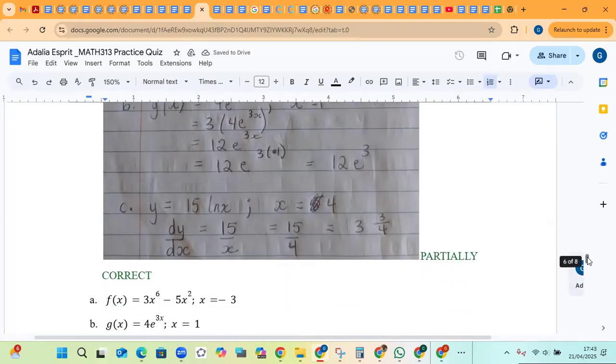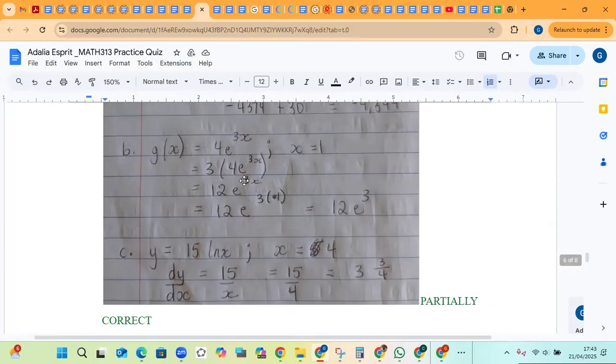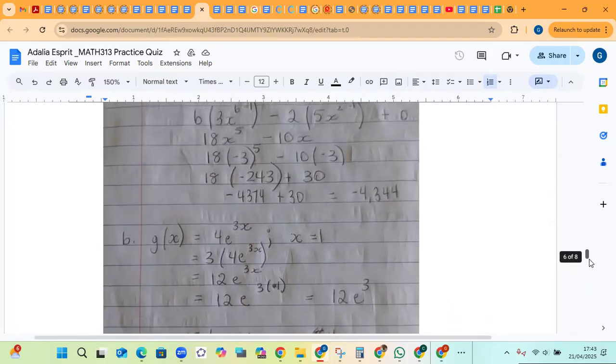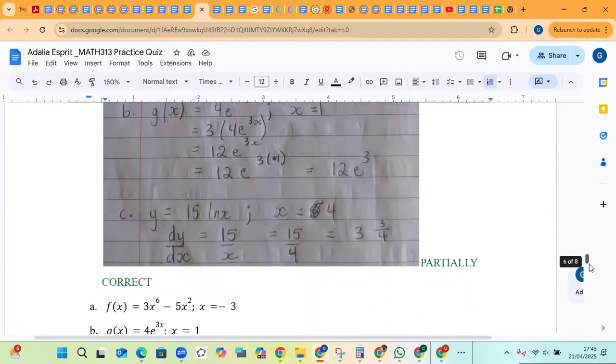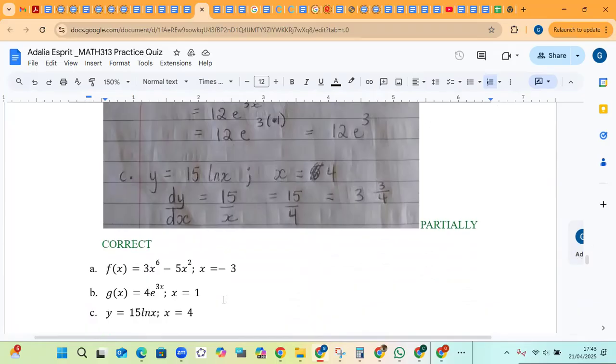And here you have it. Finding the derivatives of constant function, power function, exponential, and natural logarithm. The power function is normally sometimes called polynomials.